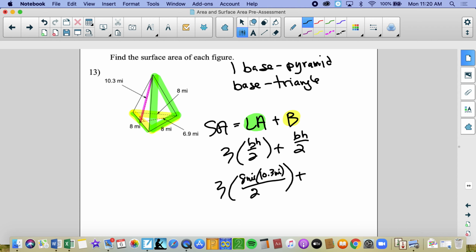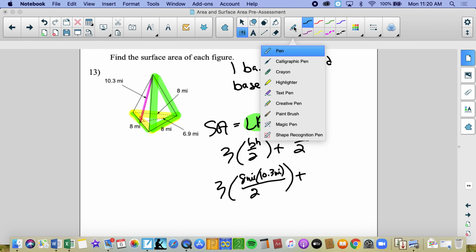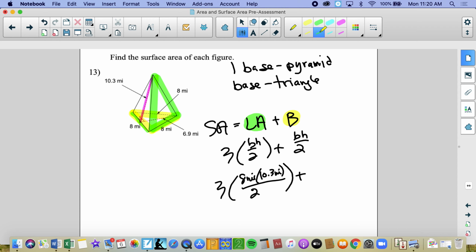And now we're talking about my base. Now we're talking about this, and the base is in the bottom. So that's going to be the base of my base, and then the height of that is going to be that perpendicular. Because remember, the base is the bottom one. So my base is 8 miles times the height of that base is 6.9 miles, and then quantity squared.